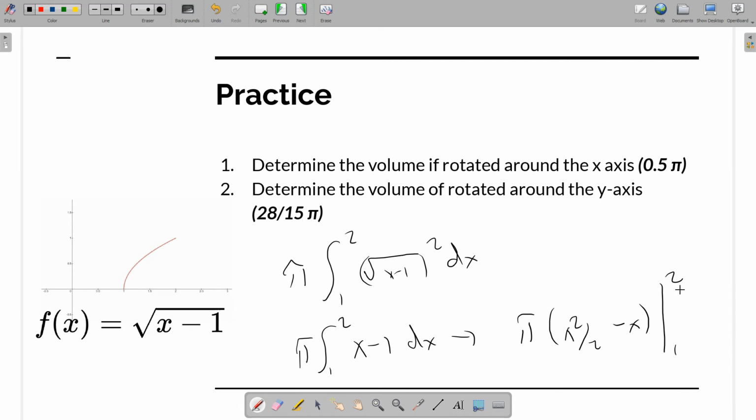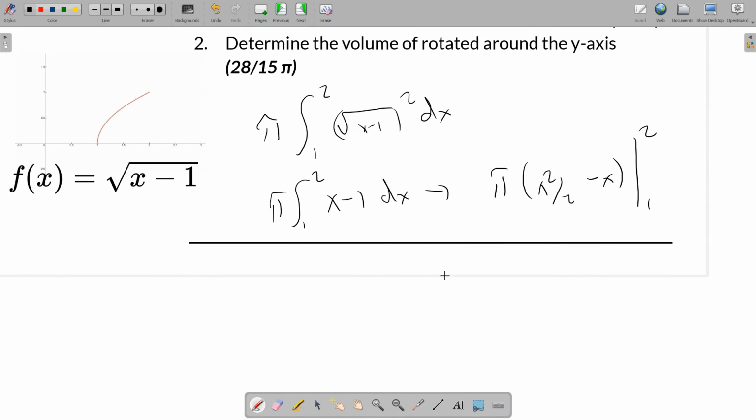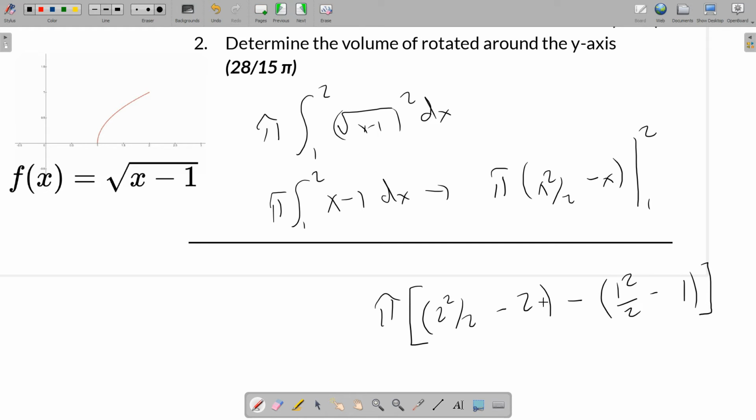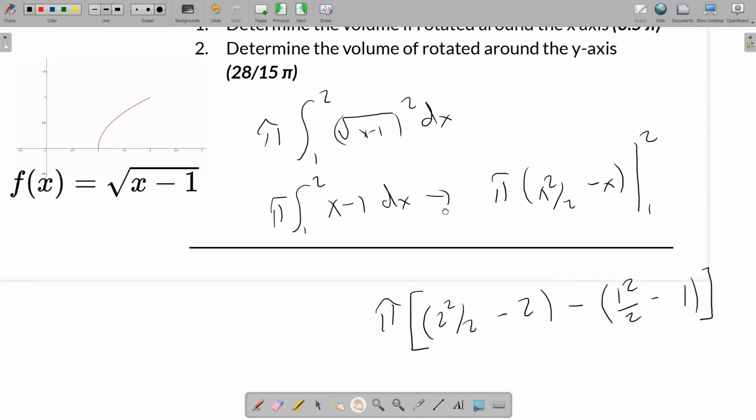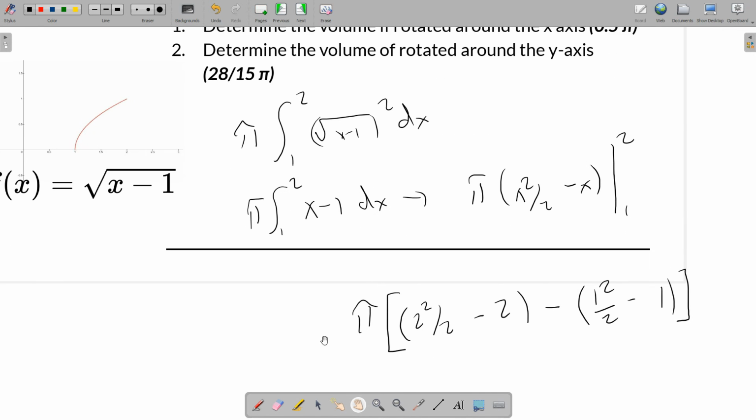And again, this is just simple arithmetic, and I'll substitute this one in, but I'm not going to spend time evaluating here. So I'm just going to do pi and then big bracket. So 2 squared over 2 minus 2, close bracket, minus, and then 1 squared over 2 minus 1, close bracket, big bracket, and then you would evaluate that. And when you do, I think you end up with 0.5 pi, yeah. I got my pi there, good.